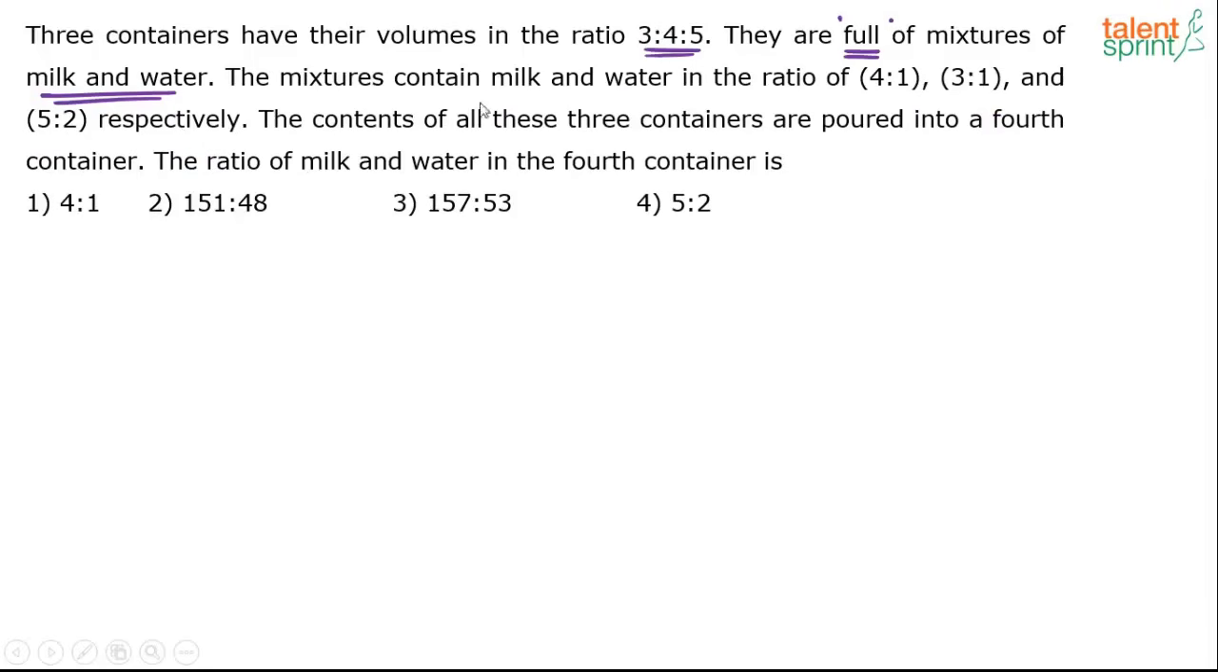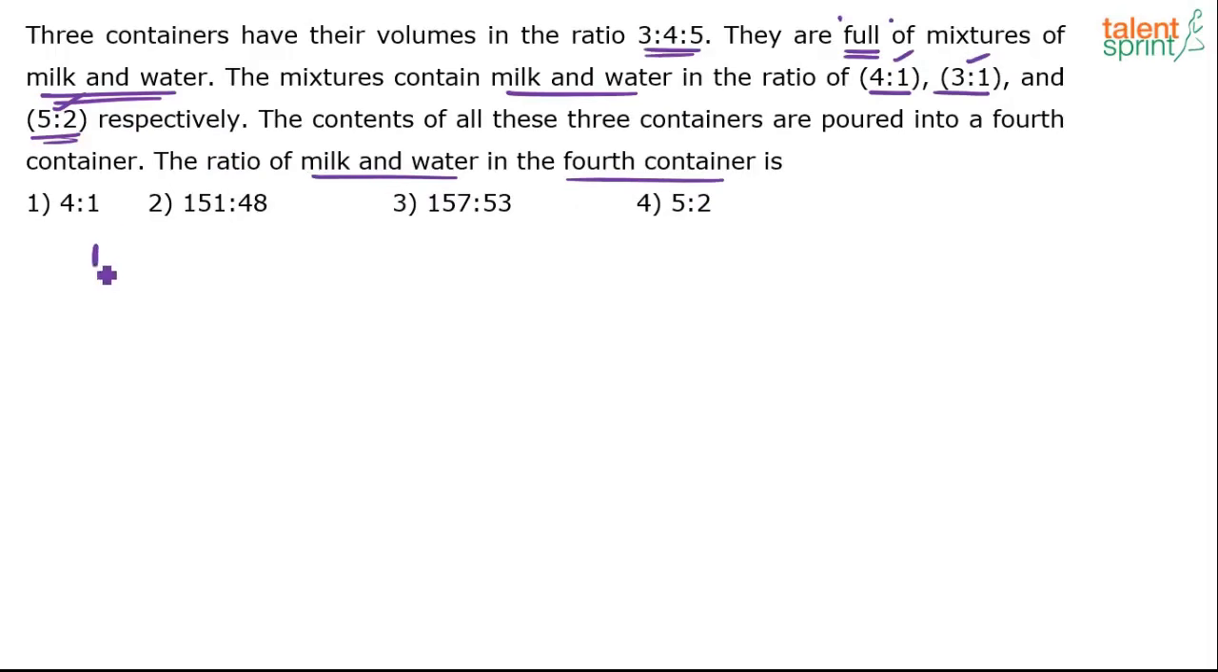right? So the first container has got milk and water in the ratio of 4:1. The second one, which has got its volume in this proportionality given here, has got milk and water in the ratio of 3:1, and the third one has got milk and water in the ratio of 5:2. All these 3 containers are poured into a 4th one. So all these contents are poured into a 4th one. What will be the ratio of milk to water in the 4th container is the question here.